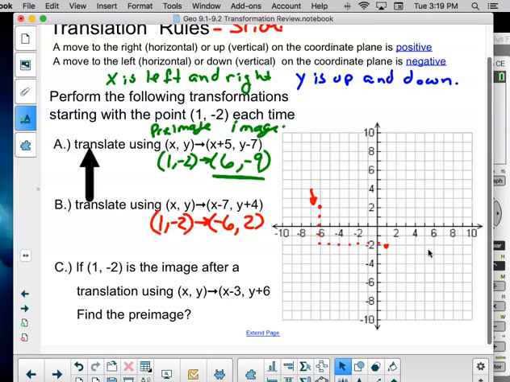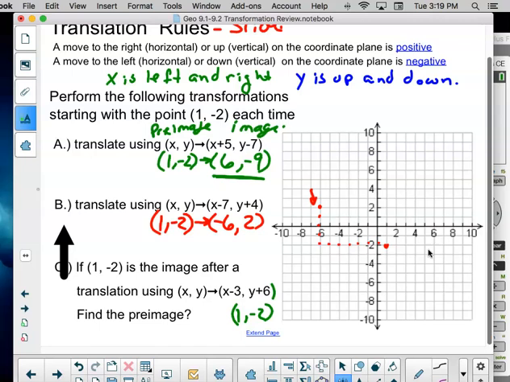Now answer the following question. If 1, -2 is the image after a translation of x, y mapping onto x minus 3, y plus 6, find the pre-image. So I want to find the pre-image, which means I've got to work backwards. Remember, the pre-image has to have parentheses there.